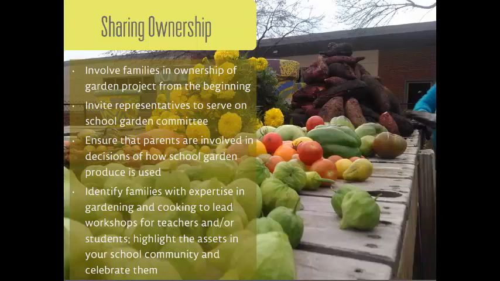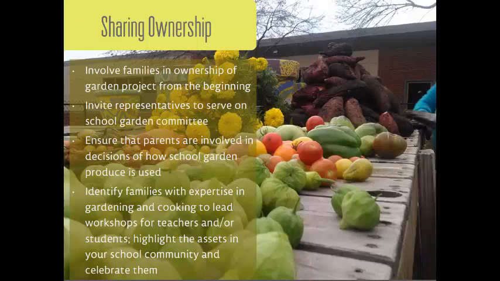You can invite representatives to serve on school garden committees from families, from the schools, from food service staff, custodians, anyone should really be welcome at that table. And ensure that parents are involved in the decisions of how the school garden produce is used, like I said.